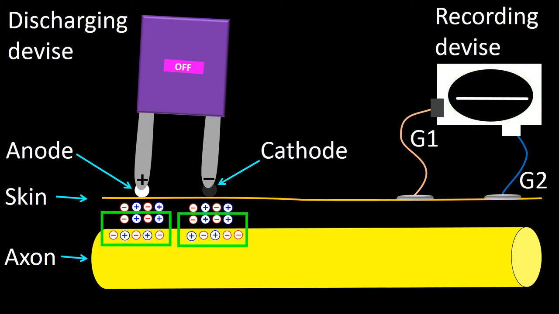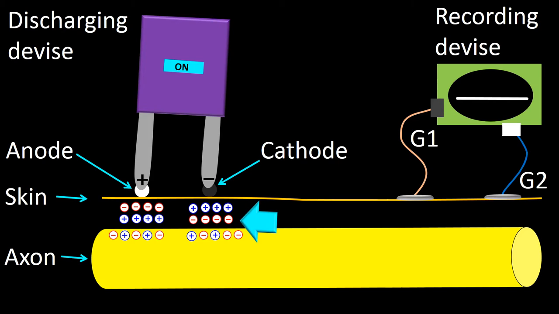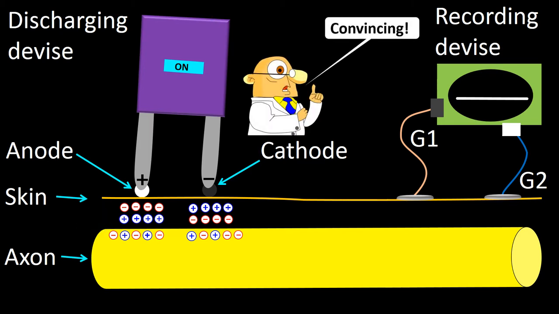As you know, the inner membrane surface of an axon is more negative than the outer membrane surface of an axon, as it is depicted in this frame inside the green rectangle. When the stimulator is turned on, the cathode attracts positive charges towards it, thus increasing the negative charges on the outer surface of the axon as shown in this picture. The anode, on the other hand, attracts negative charges, thus increasing the positive charges outside the membrane just beneath the anode, on the outside of the membrane. I refer to this process, the process of attracting charges of opposite polarity by the cathode and the anode, as convincing.